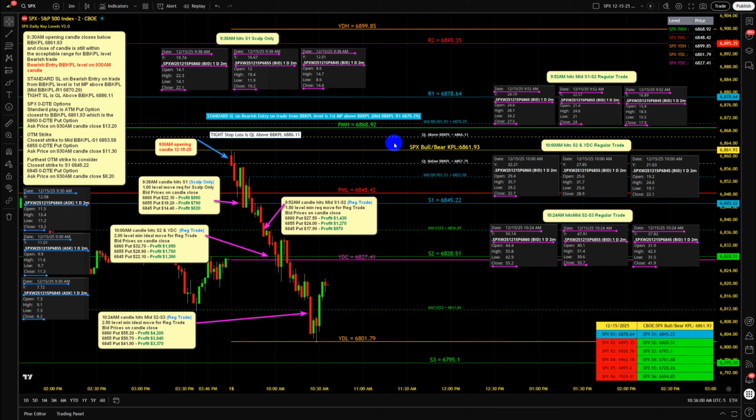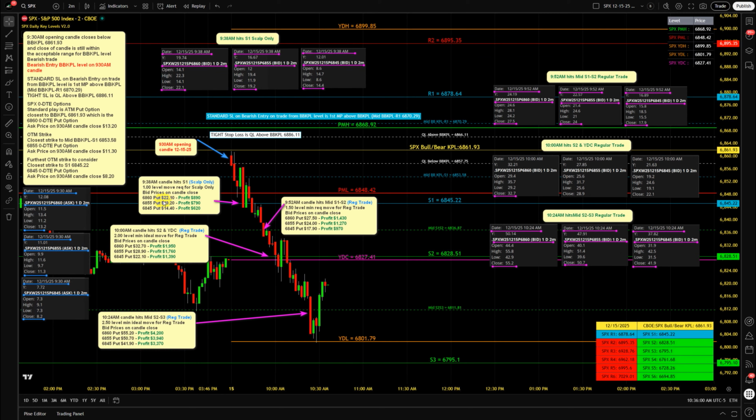So in this case here, we have the level we're taking the trade from. The direction we're taking the trade is down, since that is a bearish trade. One full level down is the S1 level. So when it hits this S1 level here, we're looking at the bid prices on the candle close, which are up here.